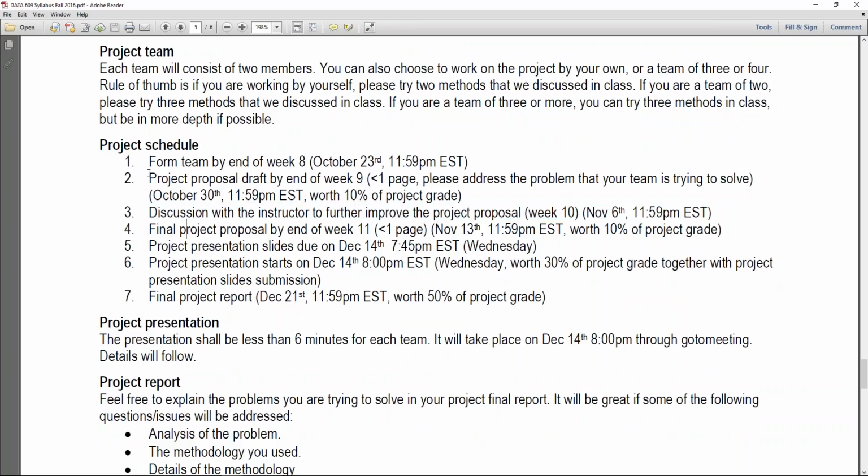So potentially, the number 2 and number 3 submissions would be the same, but you still need to resubmit number 3 even if I say, okay, your proposal looks fine, the draft looks really well defined. And then after that, it's already November the 6th.